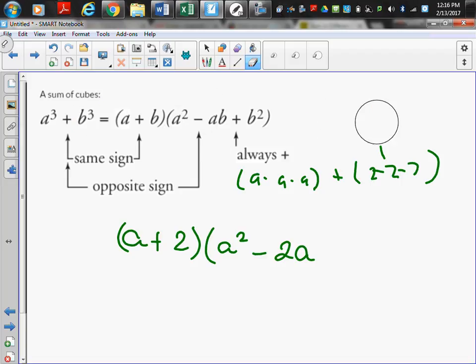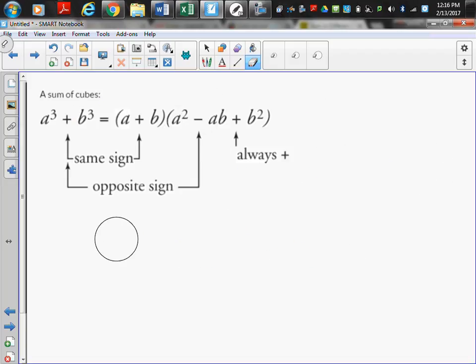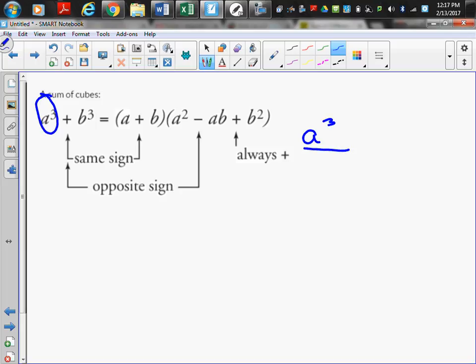Let's go back. All right. So this is the first number in our cubes, A cubed. So that's the first piece. So I want to factor, take the cube root of A cubed. So that means what number times itself gets me this. So there'll be 3 of them. So A cubed is A times A times A. So my first factor is A.